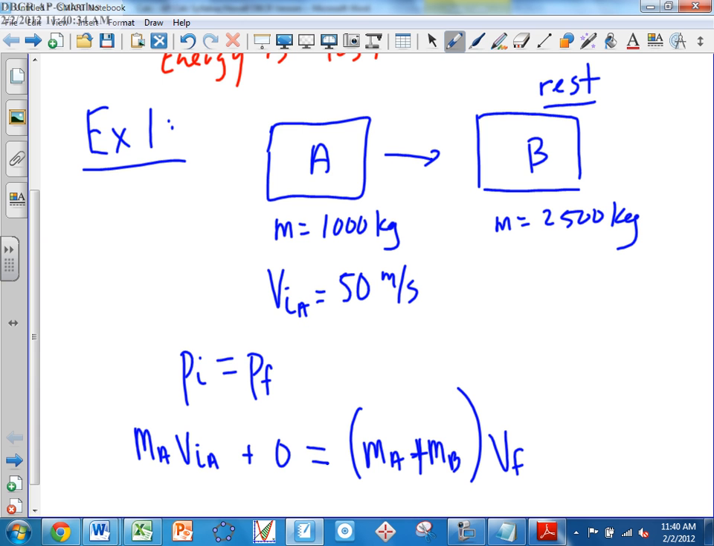Now, think about this. We know MA, we know VIA, we know the M's here, we can solve for VF. What do I get when I solve for VF?